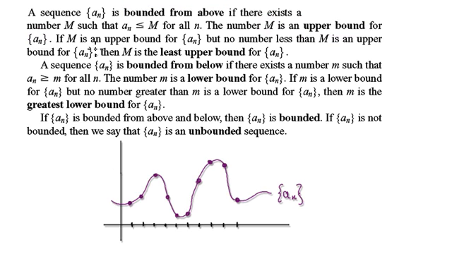Okay, and then the next part is quite long-winded. You have to read it for yourself several times to really understand what's going on. So it's saying if M is an upper bound for the sequence, but no number less than M is an upper bound for that sequence, then M is the least upper bound for that sequence. It's a bit long-winded, but read it for yourself and try and understand it.